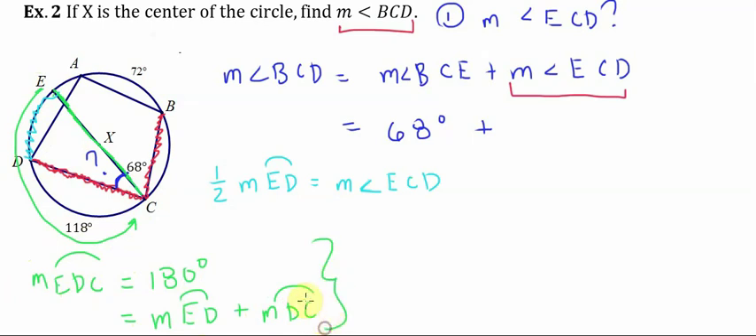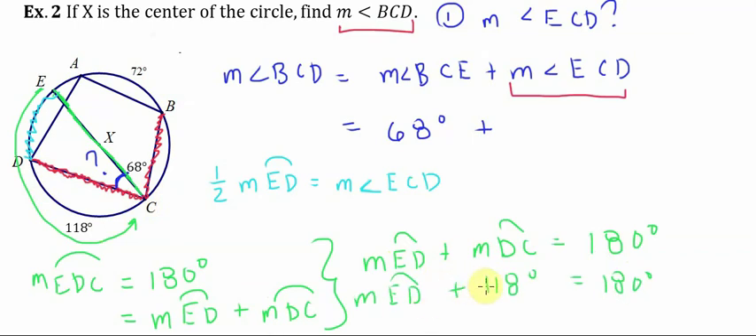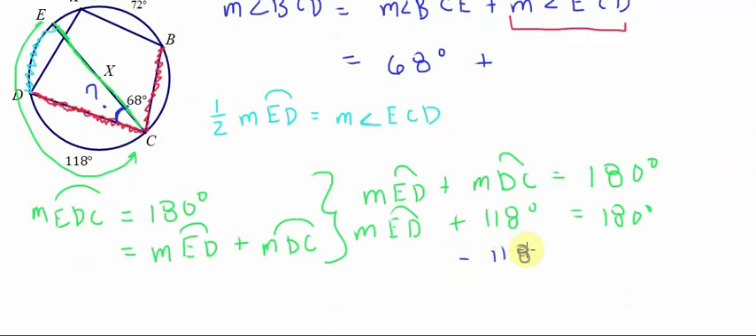So putting all this information together, I know that if I add together arc ED plus arc DC, I'll get 180 degrees. And I already know one piece of information about that. I know that DC is 118. So using the 2 pieces of info I have, I can go ahead and find the measurement of arc ED by subtracting 118 from both sides. So subtracting 118 from both sides, I get that the measurement of arc ED, on the left, my 118s are going to cancel. And on the right, 180 minus 118 is 62 degrees. So going back up here, I'm going to mark arc ED as 62 degrees.